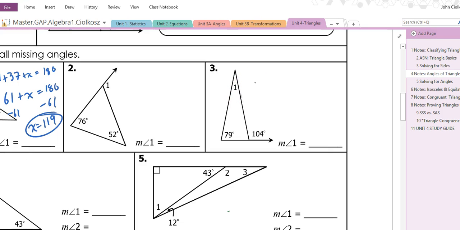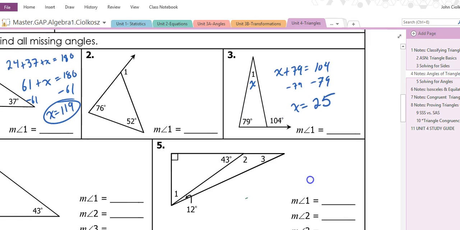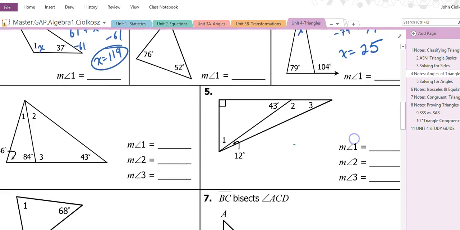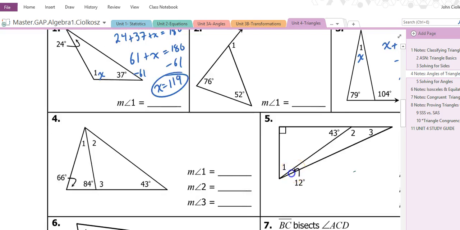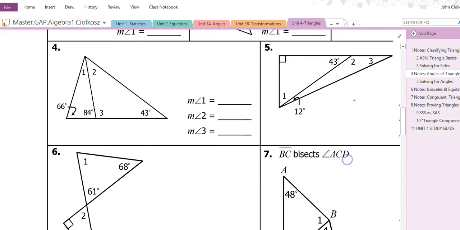Going on here to 3. We're trying to find our angle 1, so let's call it x. Well, this is exterior angle, so this has to equal these added together. So that missing angle is 25 degrees. Alright, let's try 4 together, and I'll leave 5 to practice.